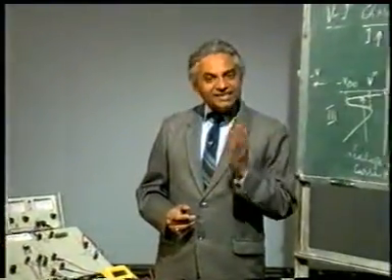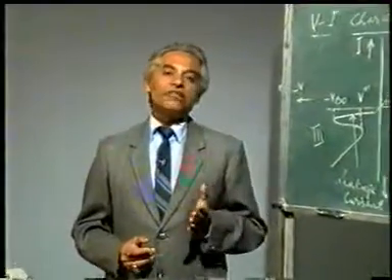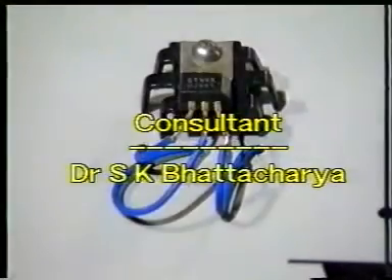So friends, this verifies the VI characteristic of a triac. In the next program we are going to see the VI characteristic of another important semiconductor device known as the UJT, that is uni-junction transistor.